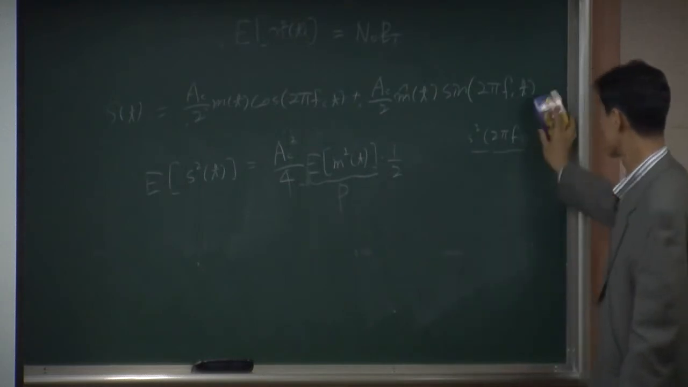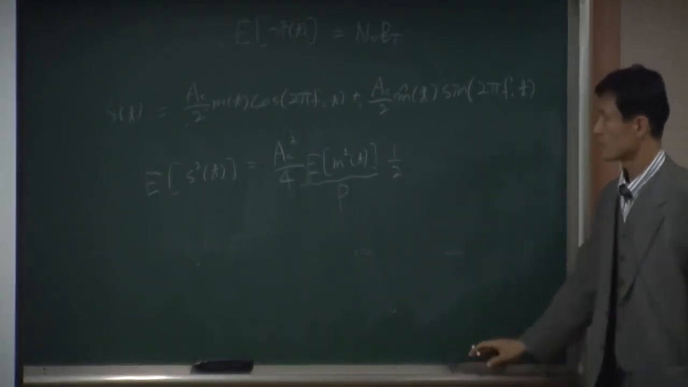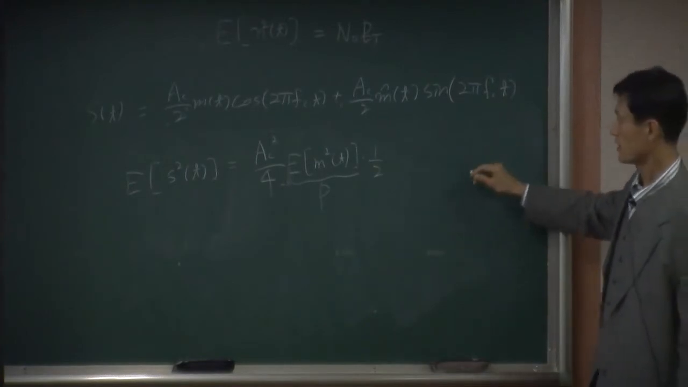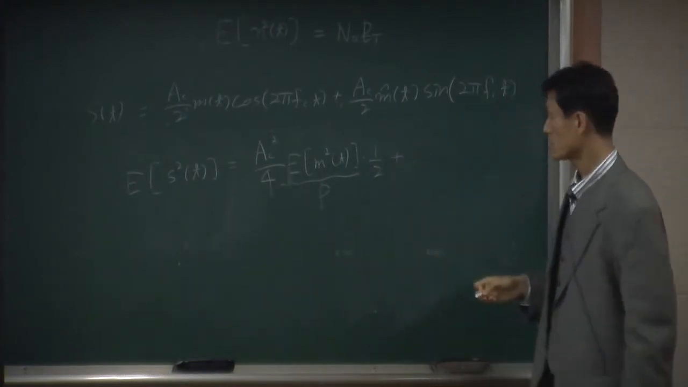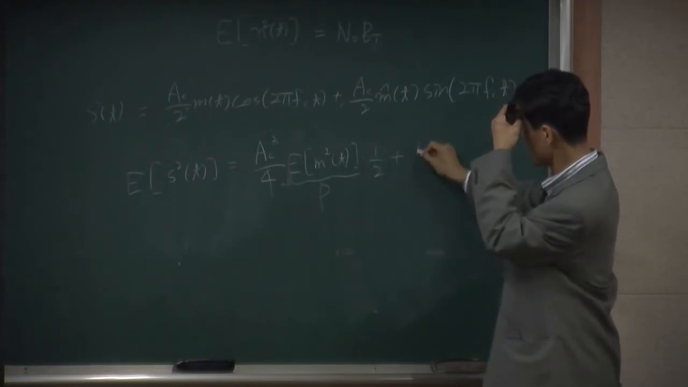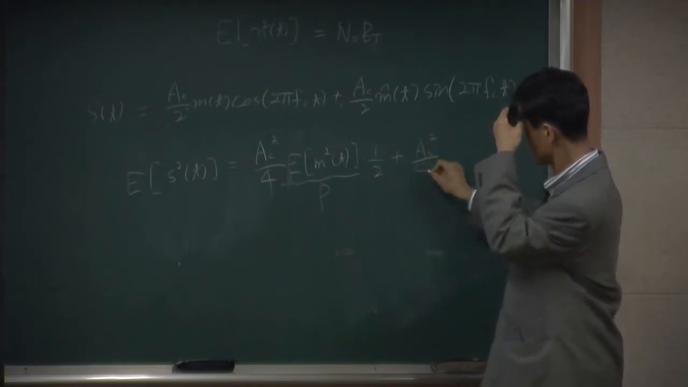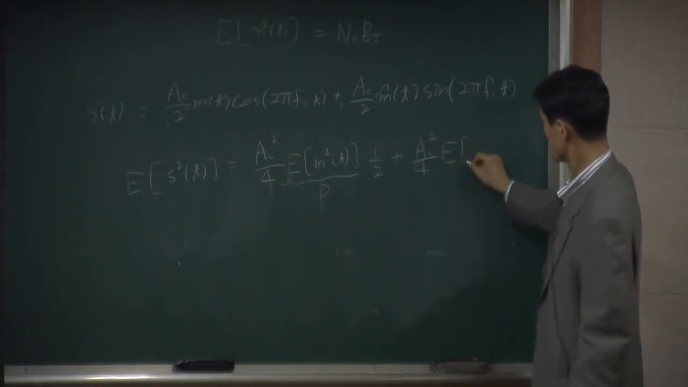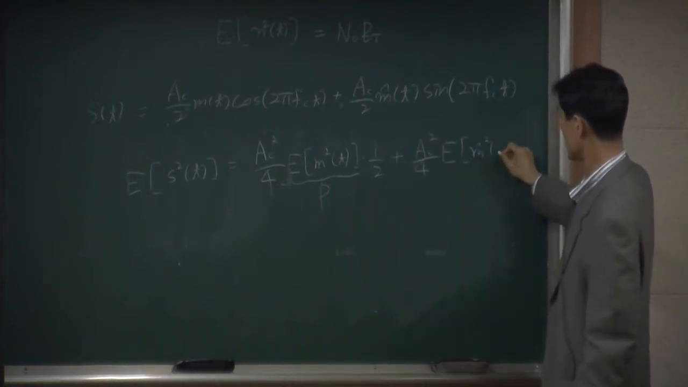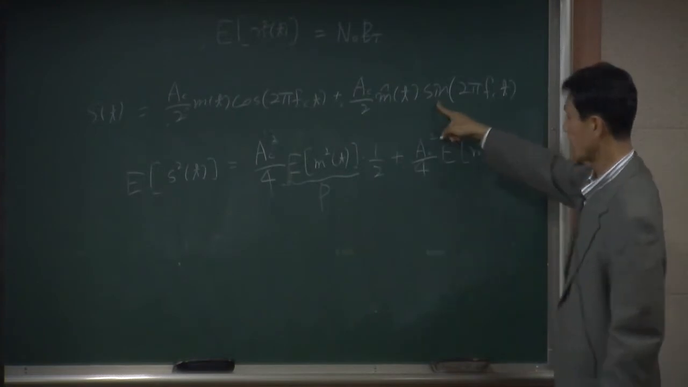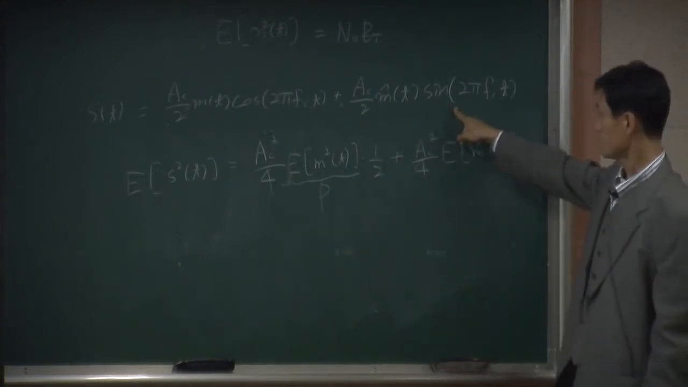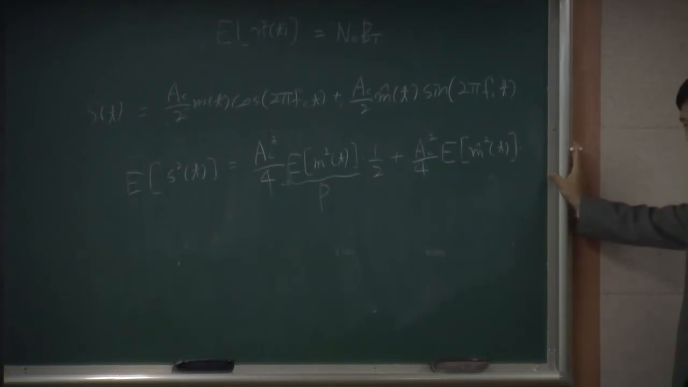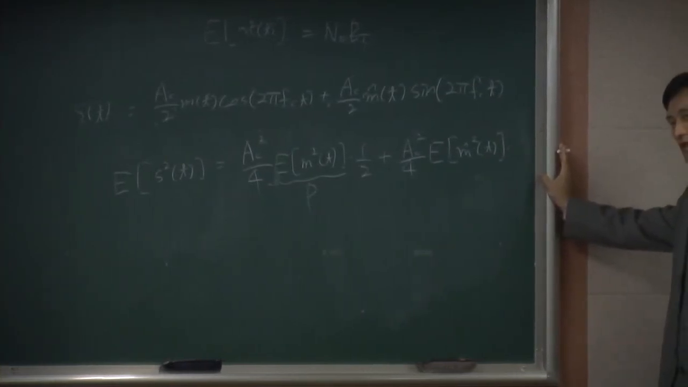Same way, we're going to take the square of this and take an expectation. Then what do you get? Again, same way, A_C squared divided by 4 and the expectation of m hat squared t. And then sine square. What is the expectation of sine square?